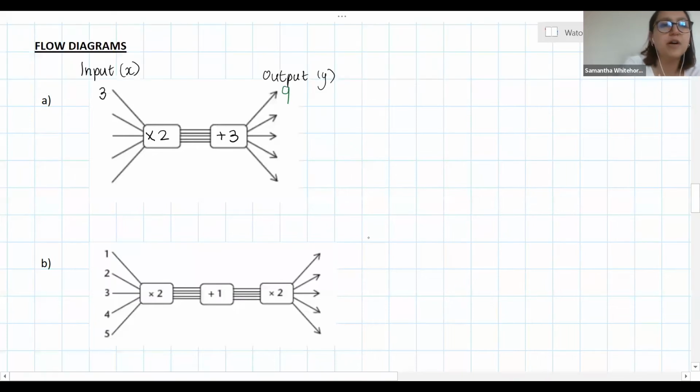What about if our input is 5? I can still see some hands. Amy, do you want to tell me what my output would be? Amy, you still with us? There you go. So 5 times 2 will give me 10, and then plus 3 will give me 13. Excellent. Well done. So my output here would be 13.